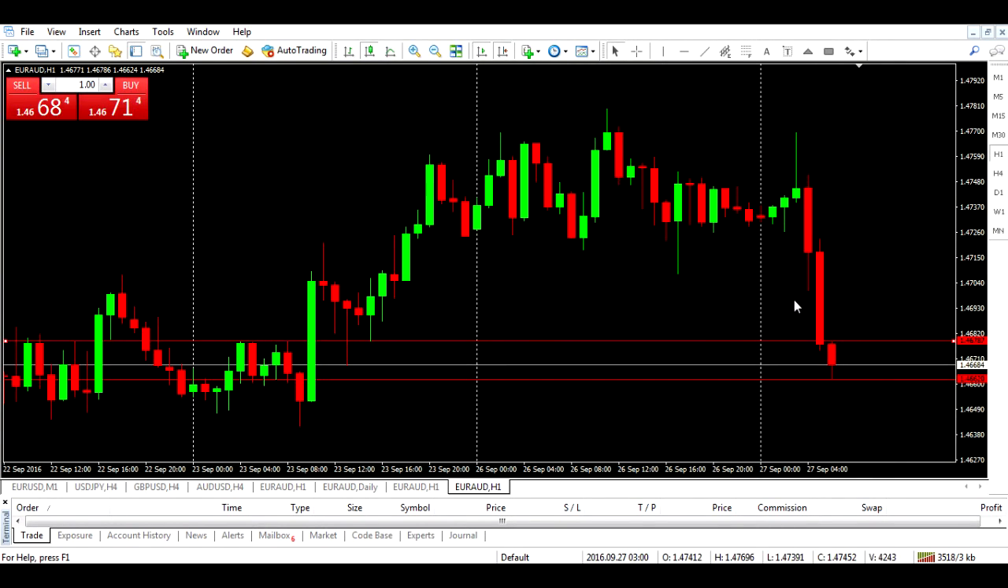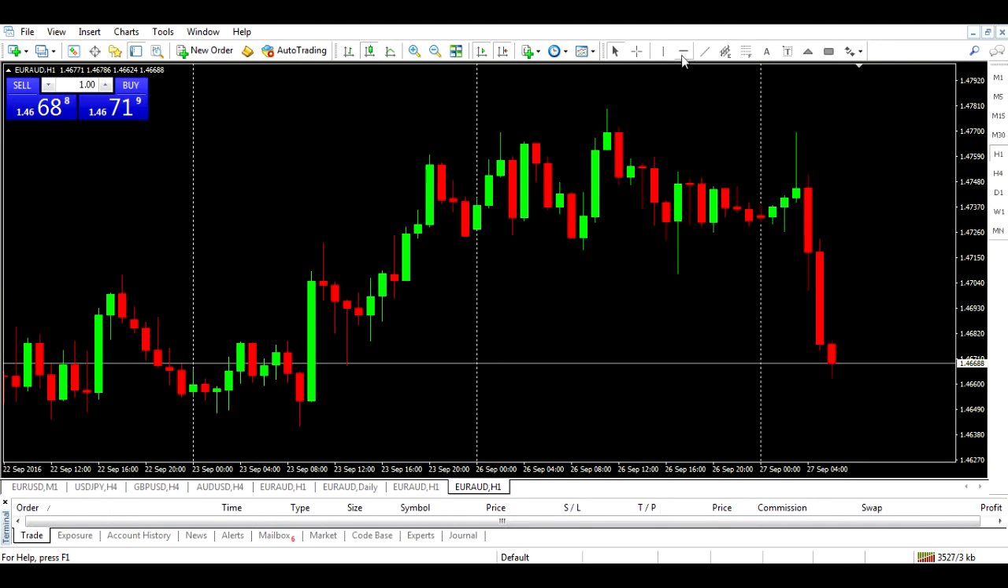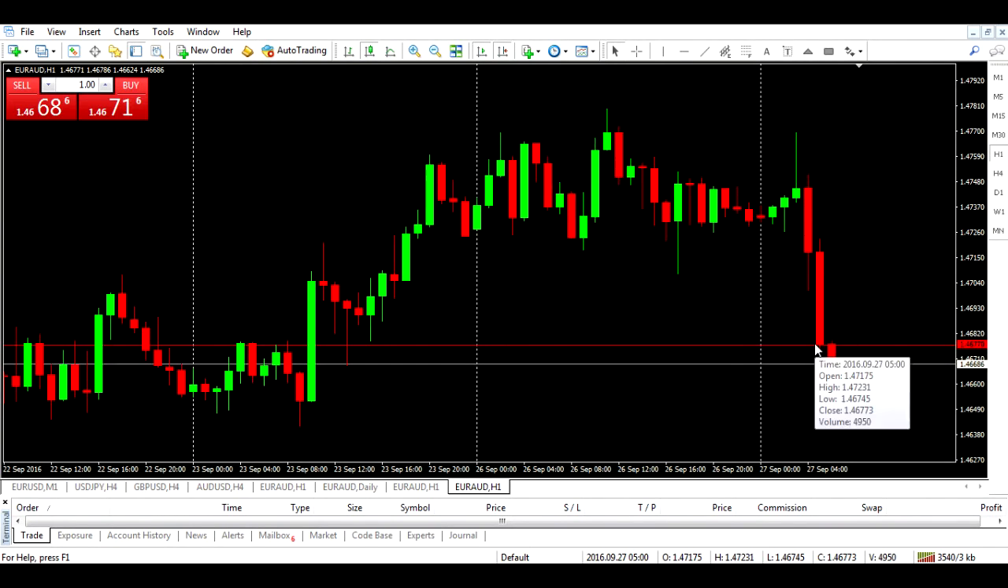Now what is the opening? From the previous hour, this is the candle. So this is from 10 a.m. to 10:59. It closed here at this price, 1.46770. That's why the opening of the candle at 11 a.m. is at that price level. Now we don't see this price closing because we still have 20 minutes of trading.